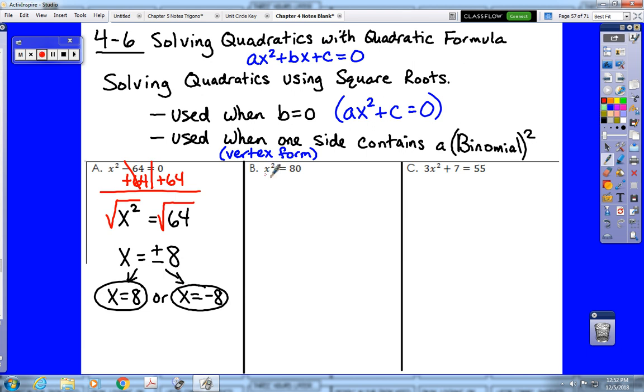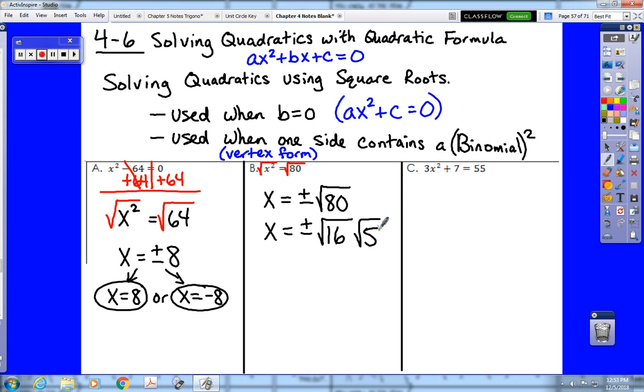On letter B, that equation is already set up to be square rooted. X squared is already isolated. It is already by itself. So we take the square root of each side. Now when we do that, again, the exponent and the root will cancel each other out on the left side, leaving x. We will have a positive and a negative root, so we use the plus or minus notation. And then we've taken the square root of 80. Well, 80 can be broken down. It is 16 times 5, which means our answer would be 4 root 5.